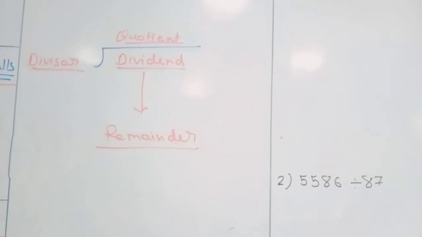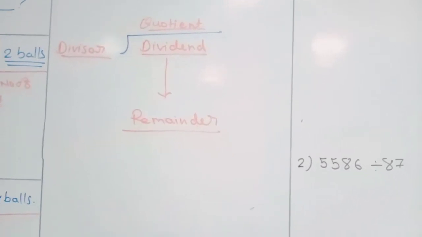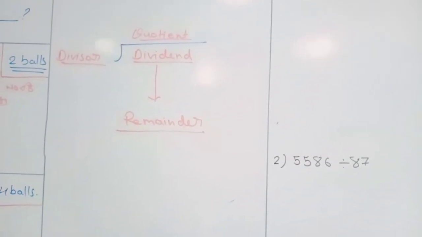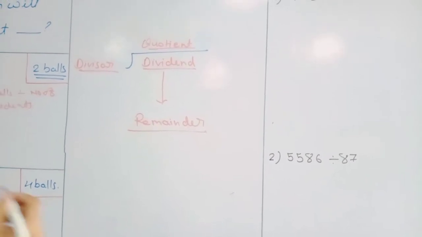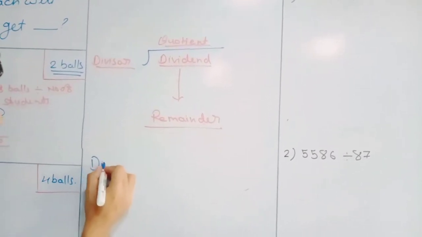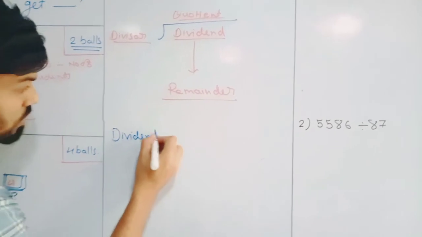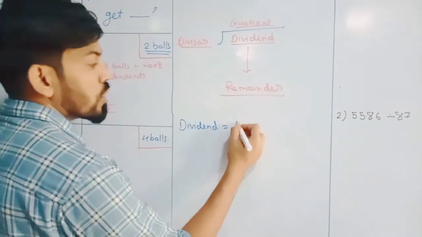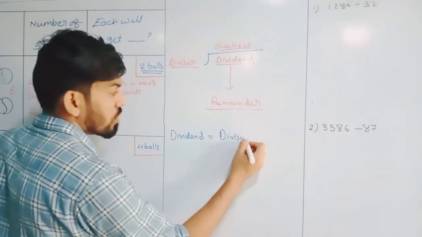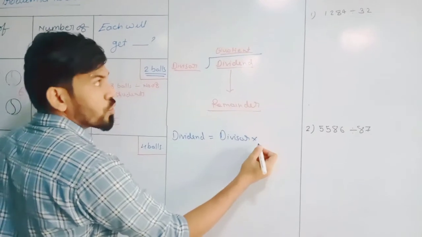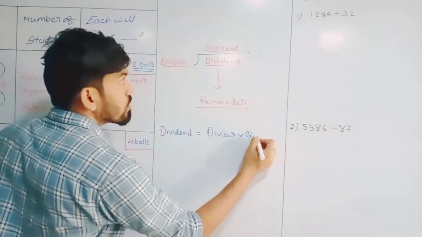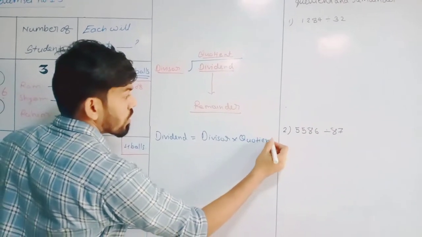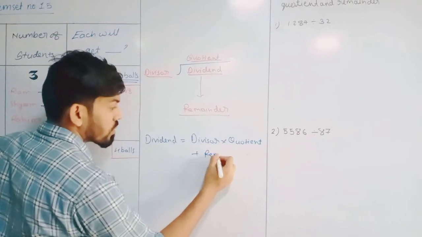Whenever we are doing divisions, how will we come to know whether the answer is correct or incorrect? For that we have the formula: dividend is equal to divisor into quotient plus remainder.